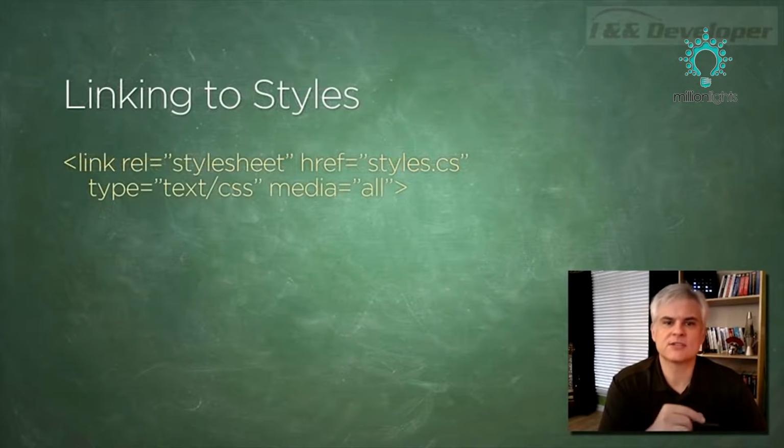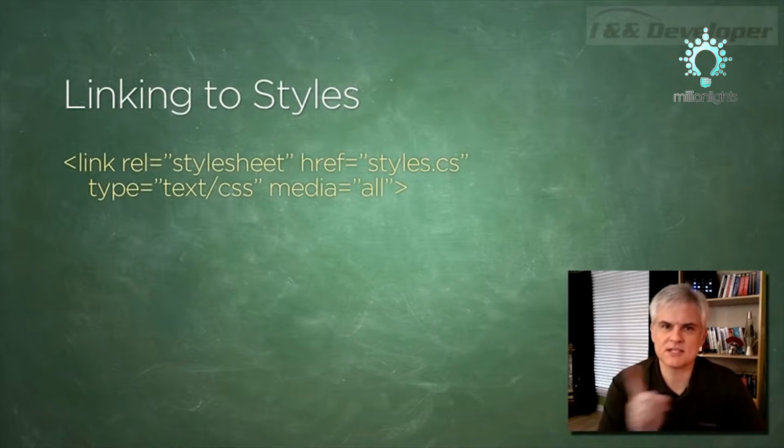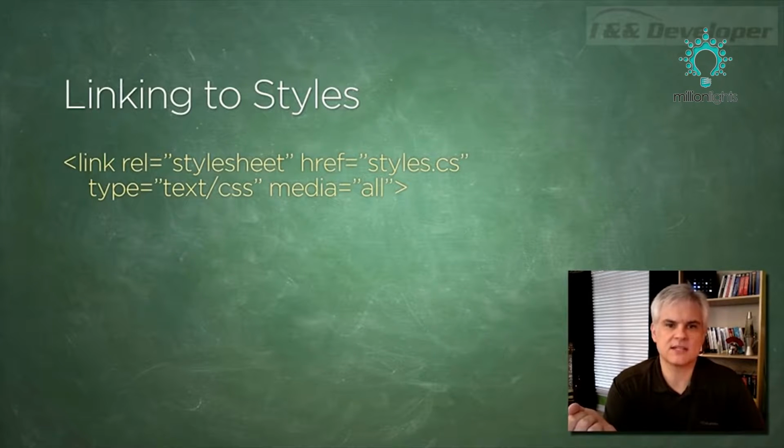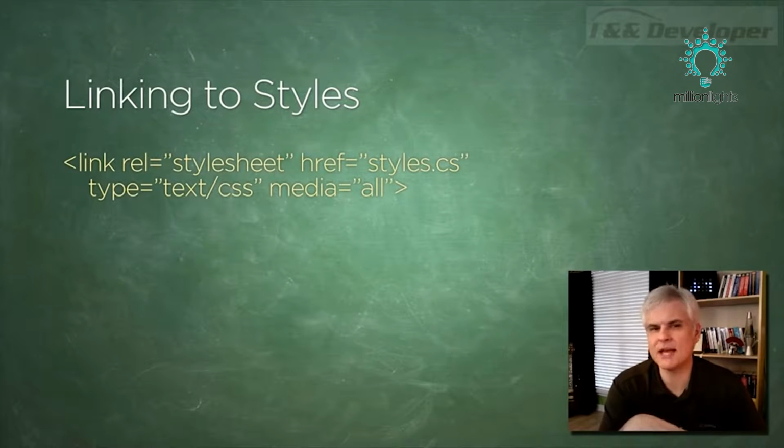So to include an external CSS file, you use the link element. And we've already seen this in our lesson 3, right? Link rel equals stylesheet, href equals styles.css, type equals text/css, media equals all. So what do these attributes mean? I think we already talked about them at the time.